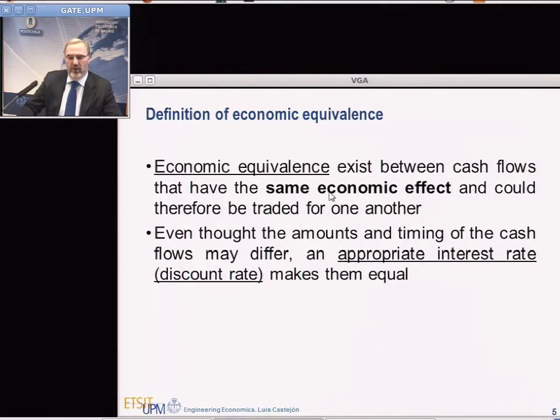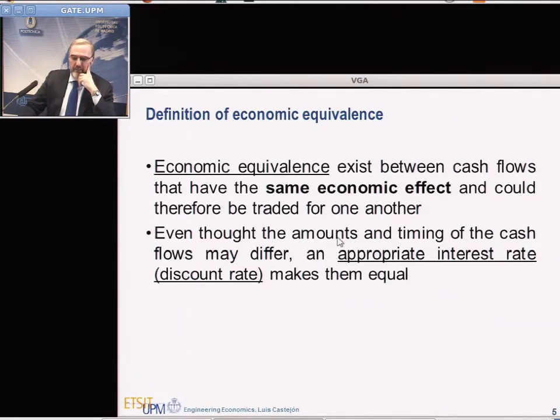So this is the definition. Economic equivalence exists between cash flows that have the same economic effect. The same economic effect is the present value of the cash flows, and they could therefore be traded for one another. So if they have the same economic effect, they have the same economic value, so I can choose either one.